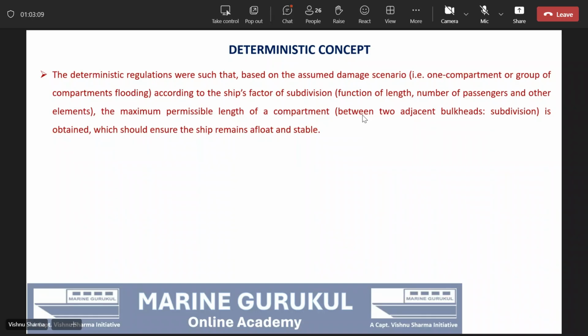Depending on the type of ship, whether it was one compartment, two compartment, three compartment, depending on the length of the ship and subdivision, you determined the maximum length a compartment can have, and you made sure that maximum length of the compartment is not exceeded. You determined it, and end of the story.